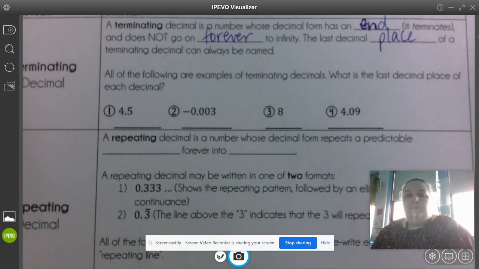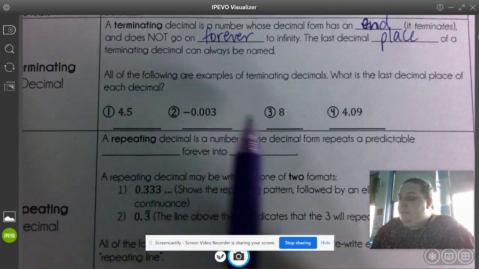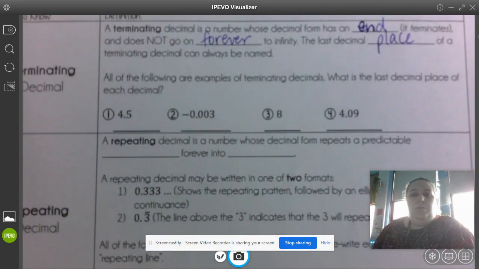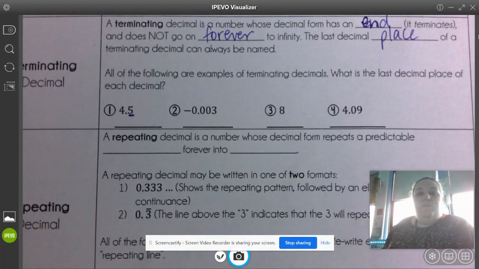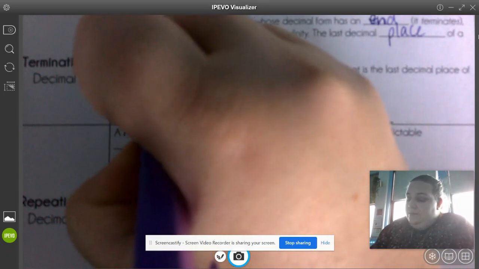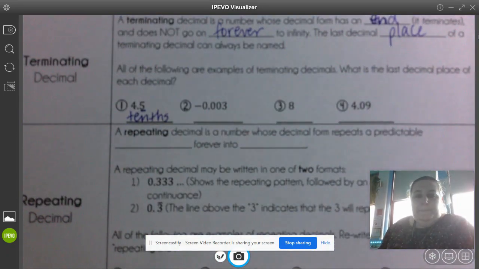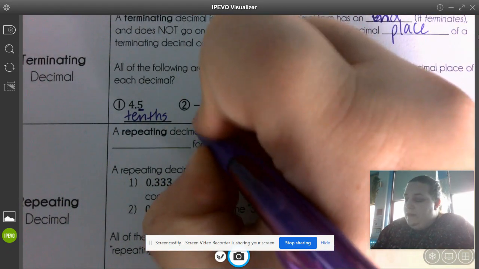What is the last decimal place of each decimal? Wherever the last number ends, that place value is what we consider the terminating. So, it ends in this one right here at the 5. There's nothing coming after it, and that is in the tenths place. The 3 in this next one is in the thousandths.